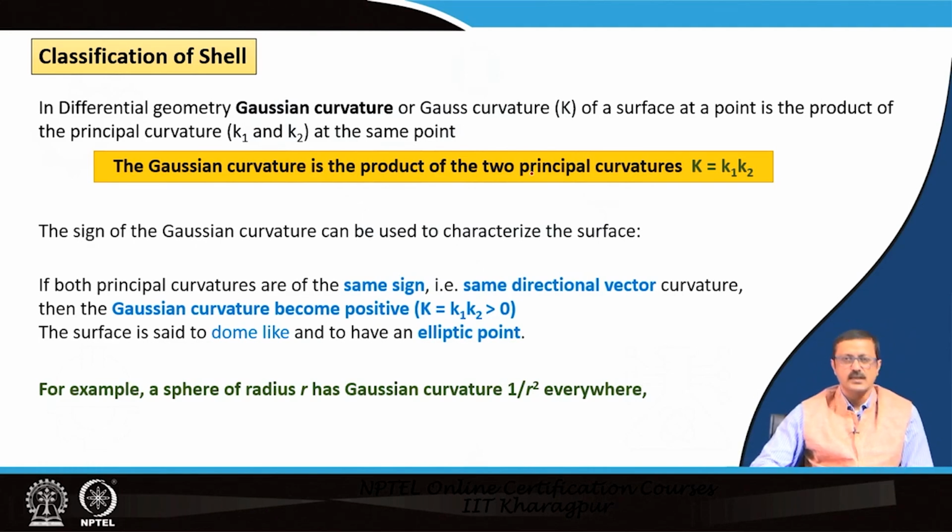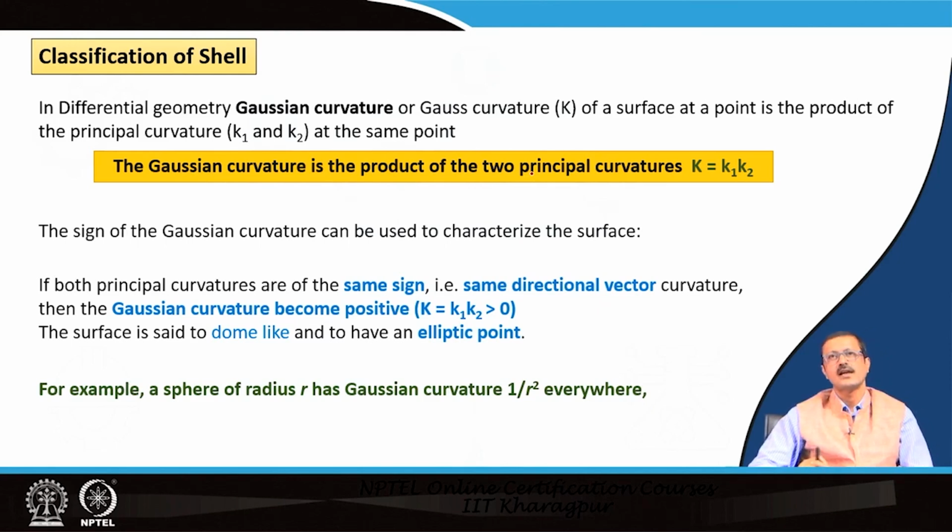Gaussian curvature comes from differential geometry. Suppose a particular surface has two curvatures, one in this direction and one in this direction, like a dome. The curvature value is always 1 upon the radius of that particular curvature, and the multiplication of these two curvatures at any point is called the Gaussian curvature, capital K, of that point.